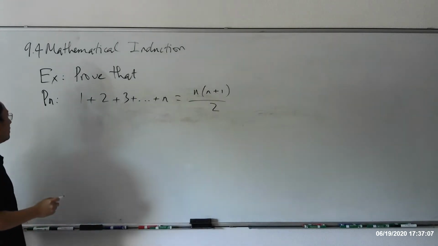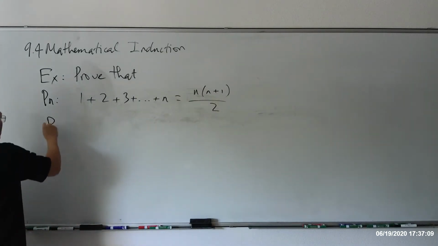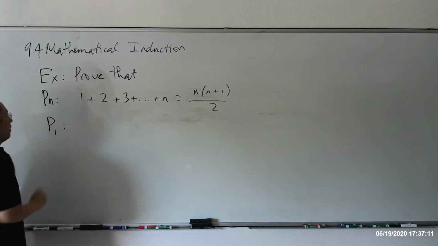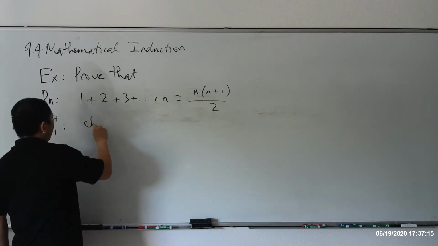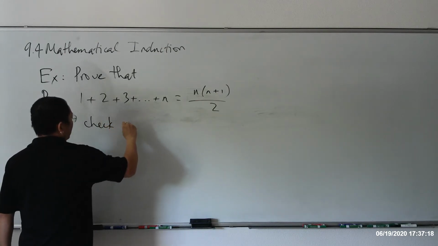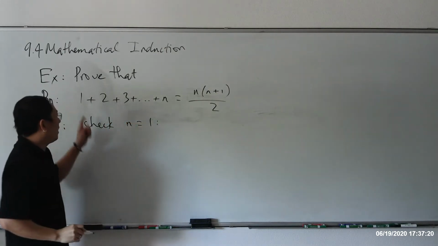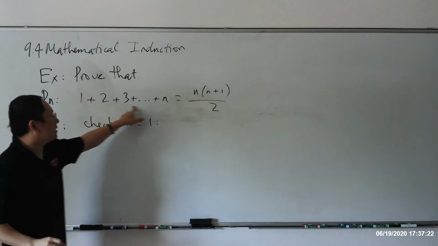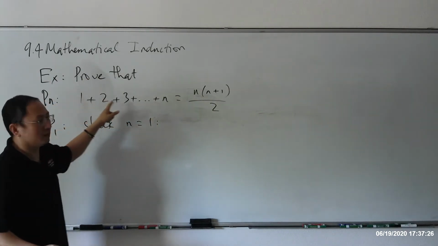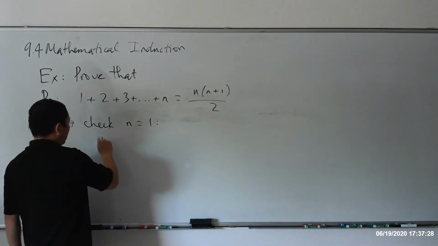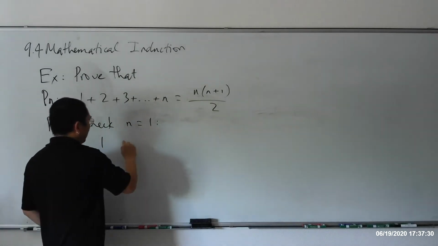Using math induction, we're going to start with the first step. We check for P1. What is P1? Let n equal 1. P1 means check for n equal to 1. What happens when n equals 1? The left hand side is just a sum of a single term, which is 1. So 1. What about the right hand side?